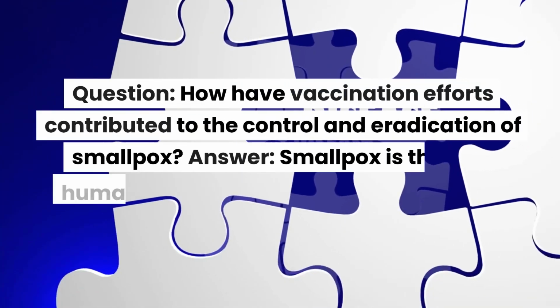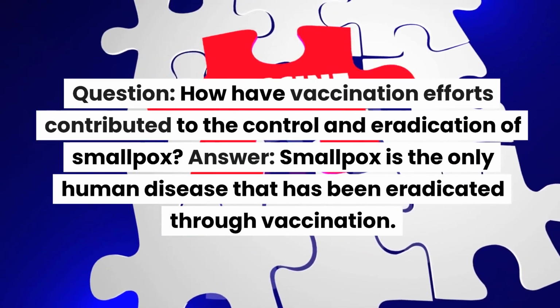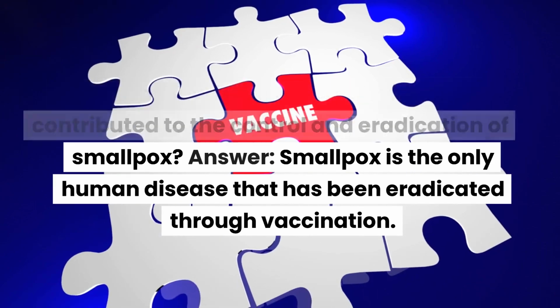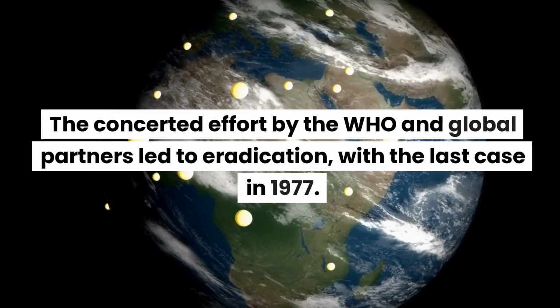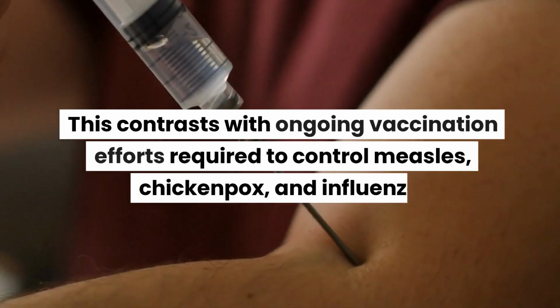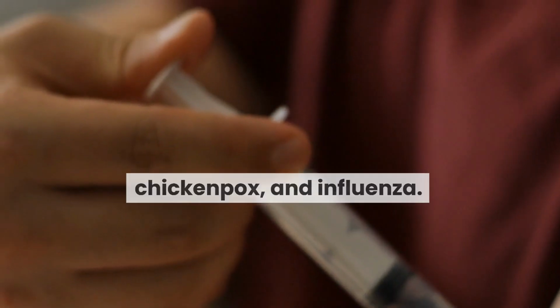Question: how have vaccination efforts contributed to the control and eradication of smallpox? Answer: smallpox is the only human disease that has been eradicated through vaccination. The concerted effort by the WHO and global partners led to eradication, with the last case in 1977. This contrasts with ongoing vaccination efforts required to control measles, chickenpox, and influenza.